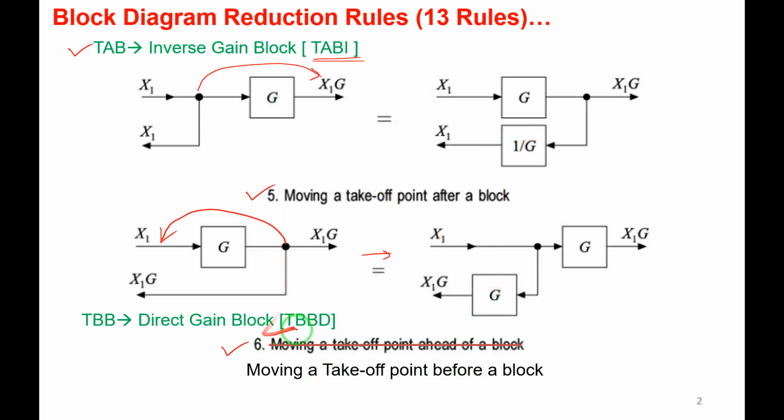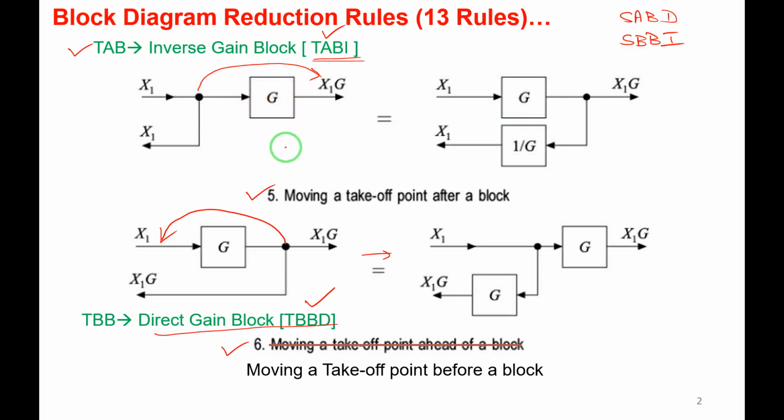In order to remember it, TBBD: if I want to shift the takeoff point before a block, it has to pass through the direct gain block, right? TBBD. Do you remember? TABI: takeoff point after a block has to pass through an inverse gain block. Takeoff point before a block has to pass through a direct gain block. You remember like this, right? And for the summing point and block we have seen SABD, just for recalling yesterday's. If I shift the summing point after a block, it has to pass through a direct gain block. If I shift the summing point before a block, it has to pass through an inverse gain block, right? This we have seen. Takeoff point and block we have seen, these two rules.